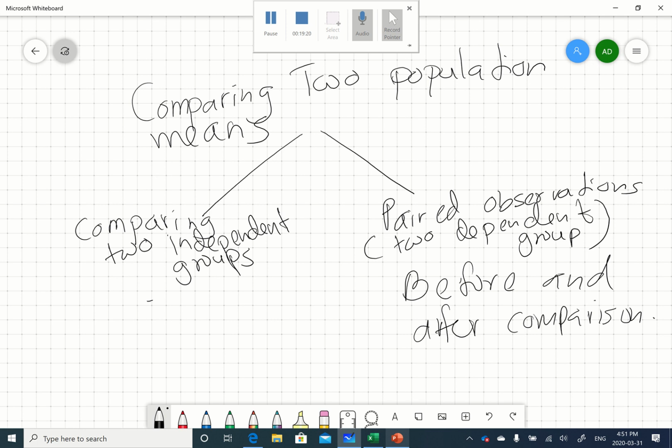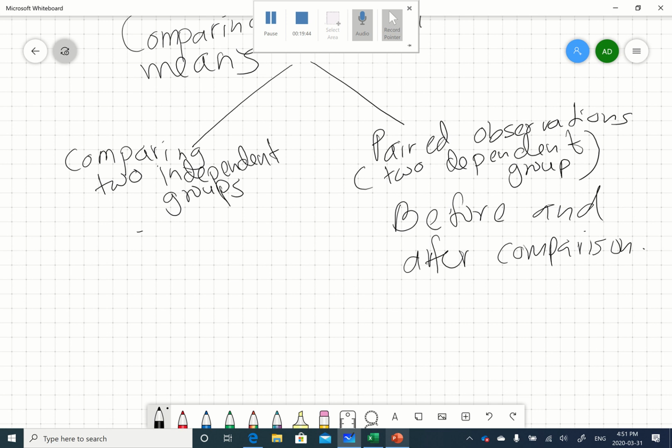So it's the same group of students who will be compared before and after, right? So same population compared in 2 different stages. Before the workshops, what is their level of knowledge? And after the workshop, what is their level of knowledge? So that's a dependent paired observation situation, right?